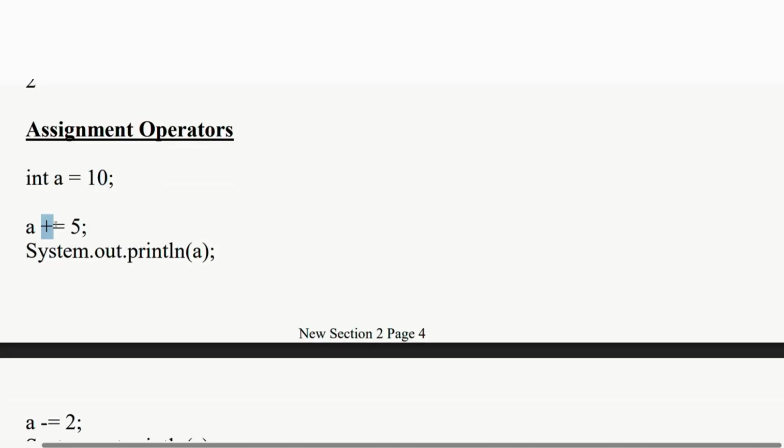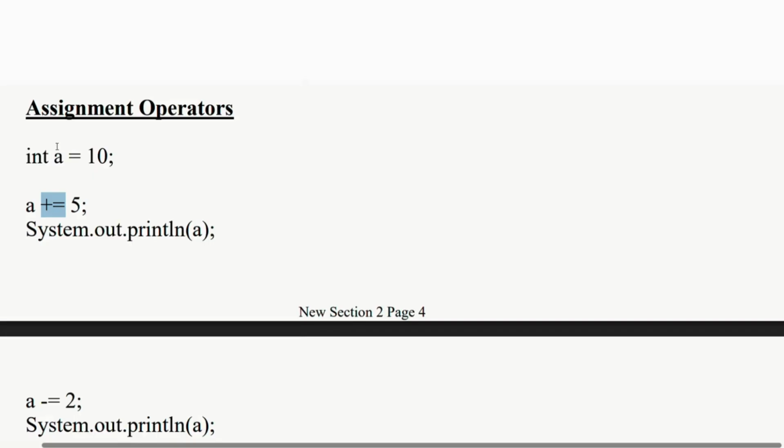So this plus equal to is an assignment operator. Similarly, we have minus equal to, multiplication equal to, division equal to, and modulus equal to. These all are assignment operators. So what will it do? If I write a plus equal to 5, the meaning is a equal to a plus 5. So what is the value of a? 10. 10 plus 5 is 15.